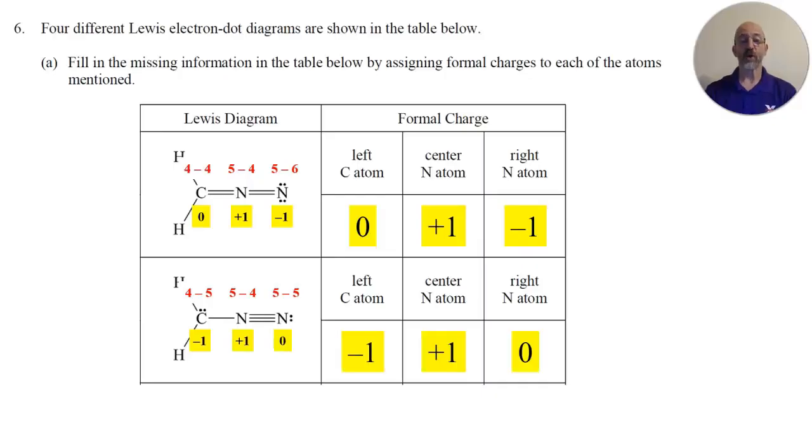Now, you'll remember that in question 5, we chose the dominant Lewis structure because all of the atoms had formal charges of 0. We don't see that situation here in question 6, so we're going to use the rule about assigning a negative formal charge to the atom that has the higher electronegativity. And we'll see that instruction in part B of question 6. Okay, let's assign formal charges to the next 2 Lewis diagrams in this table.